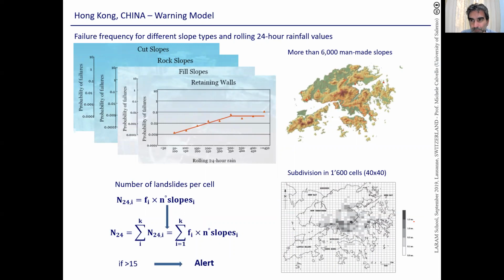What's the warning model? Once you can compute those probabilities of failure, you multiply those by the number of slopes that you have. As I said, every slope is identified, and there is a position where that is happening. They divided the territory in a series of 1 kilometer by 1 kilometer square cells.